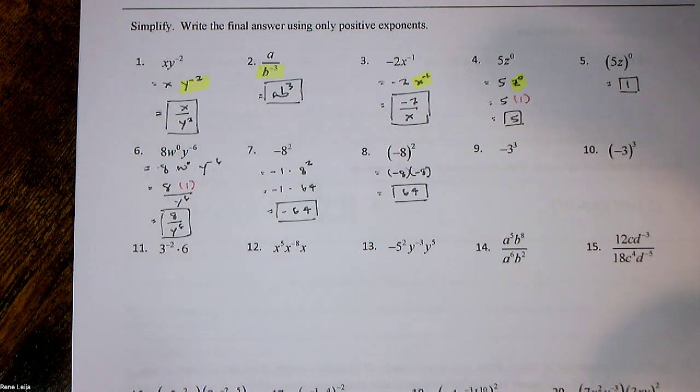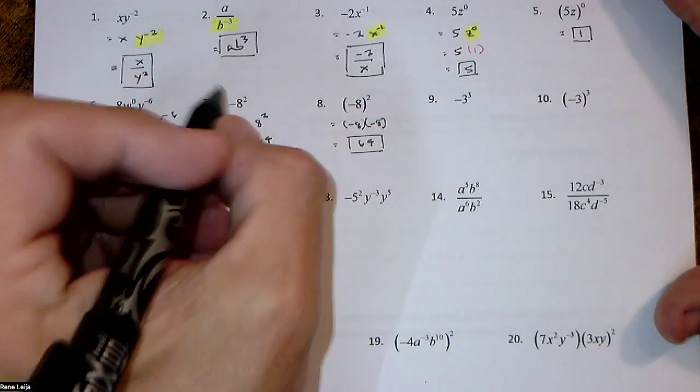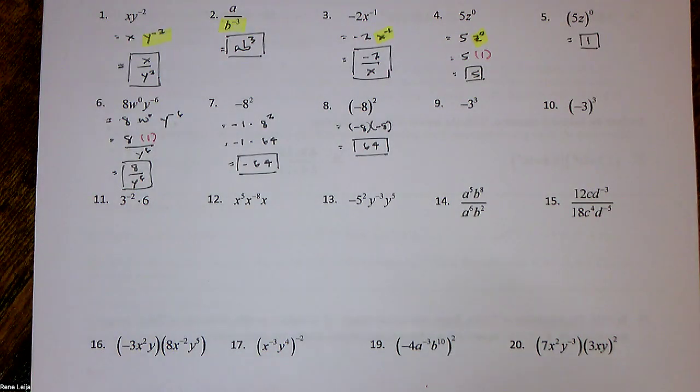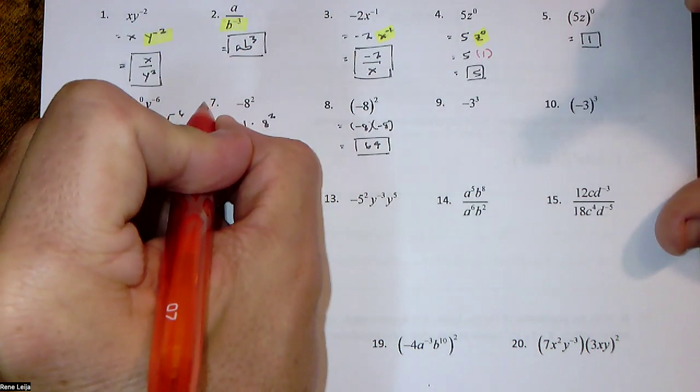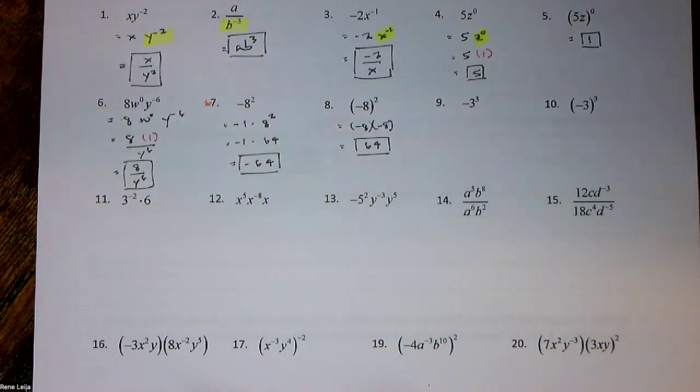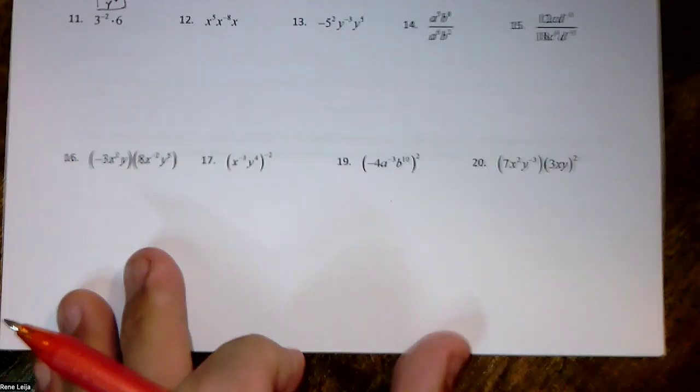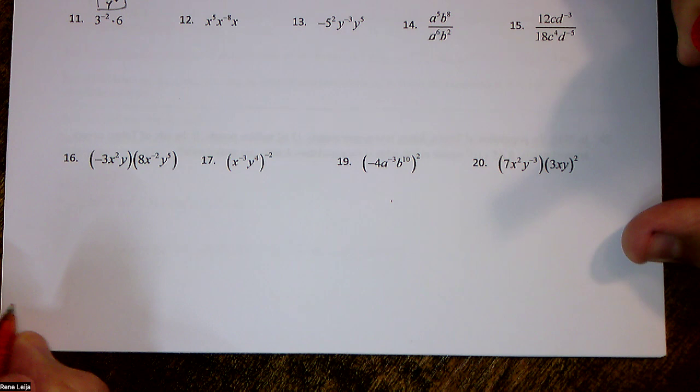So let's see, I need some room. Let me do this down here. So let me put a little asterisk by number 7 because I want to show you something real quick. And I'm just going to squeeze this in down here at the bottom.